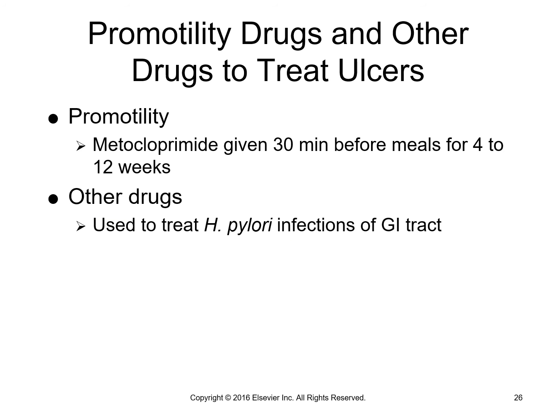So we talk about promotility drugs, which is technically your Reglan or metoclopramide. This is given 30 minutes before meals for 4 to 12 weeks, depending upon the doctor's order.